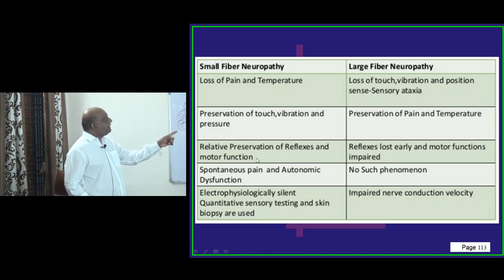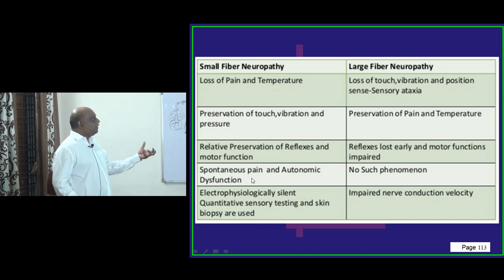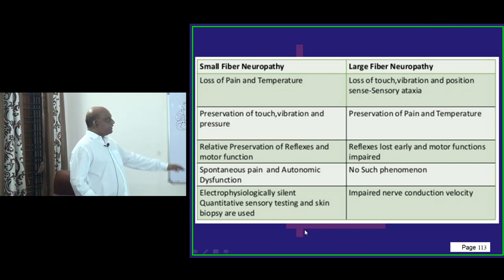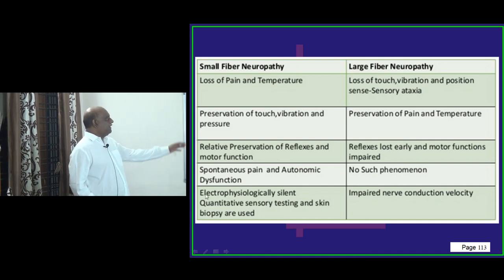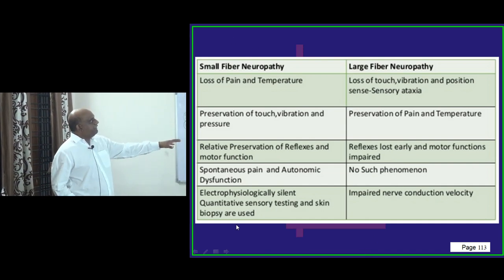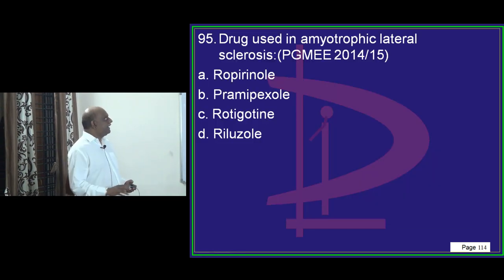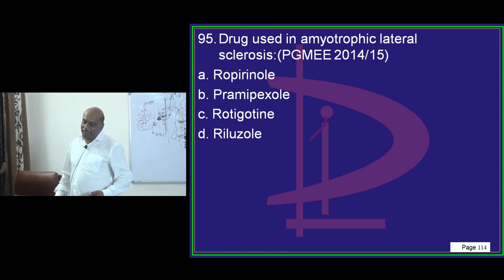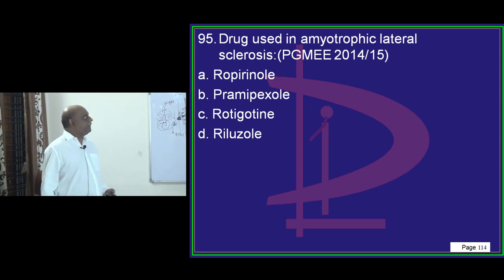Then small fiber neuropathies may have severe spontaneous pain, and autonomic dysfunction is classically seen, but there is no such phenomenon in large fiber neuropathy. And in large fiber neuropathies, there is an impairment of nerve conduction velocity, but small fiber is always electrophysiologically silent, is what you have to ultimately remember. Shanti, shanti, shanti. You must be doubly sure. Any question on neuropathy, it is no more an enigmatic topic for you.